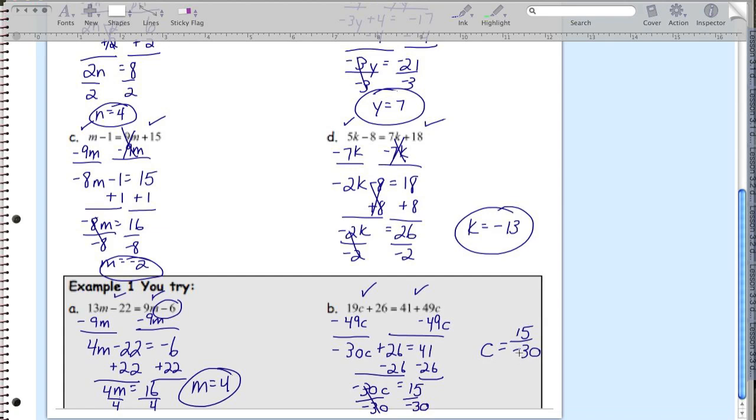That's not negative 2. That would be 30 over 15. Actually, we want to simplify it. What goes into 15 and 30? It would reduce to negative 1/2. Okay, so the answer here is c equals negative 1/2. Let's go on to the next page.